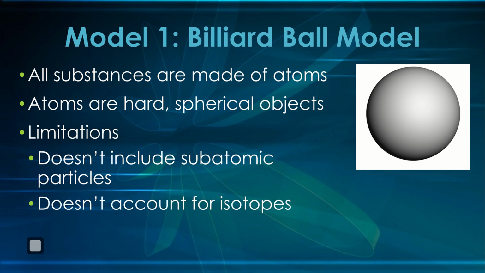It also doesn't account for what we're going to learn about later, called isotopes, where we have atoms of the same type, but they have different numbers of neutrons or different masses. He thought that, in ancient Greece, they knew what iron was, what gold was, what silver was, and he believed that every single atom of silver was identical, and we now know that's not true.